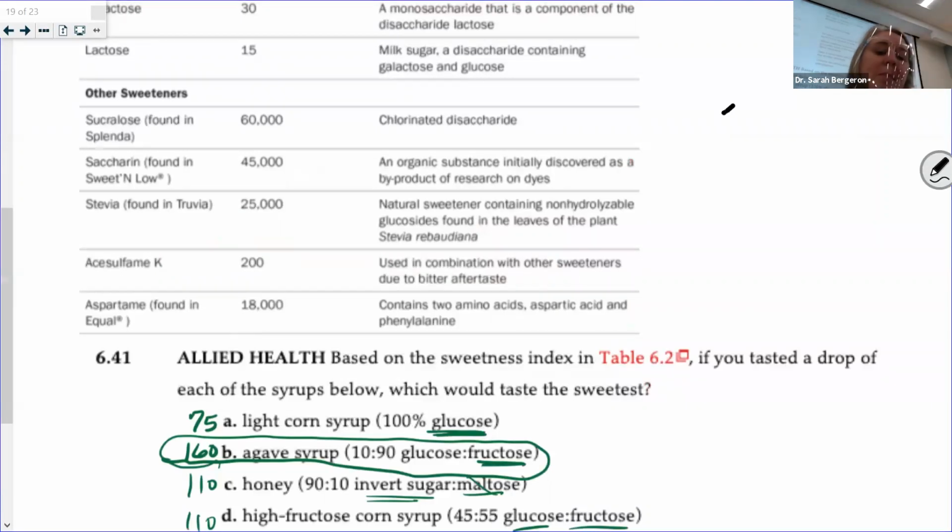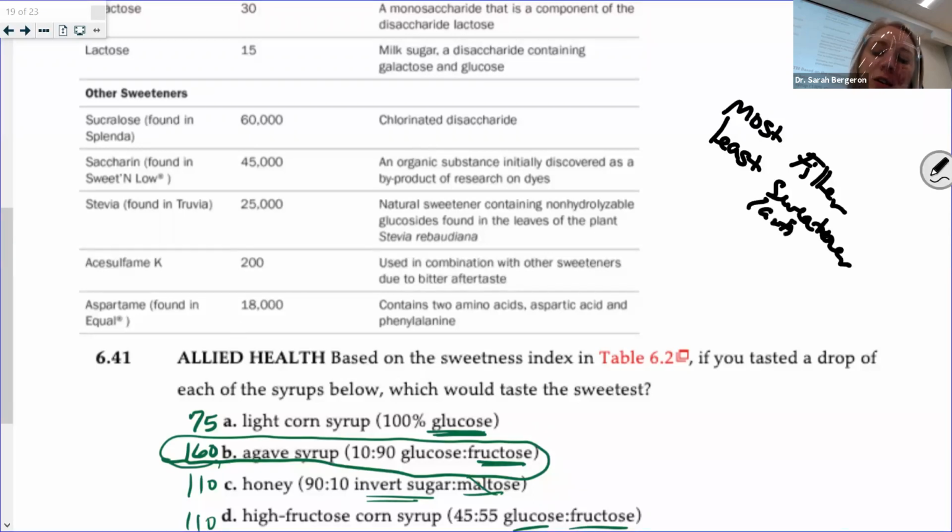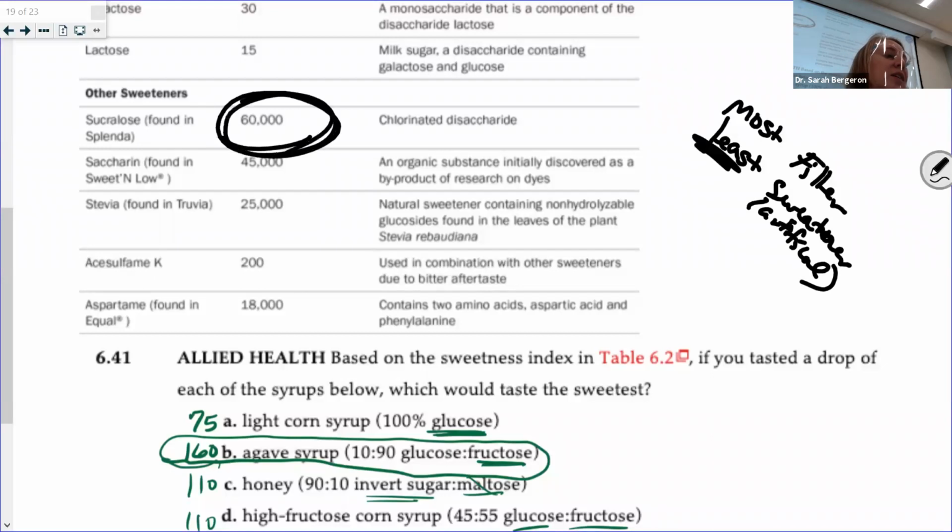So we want to know most filler, least sweetener. This is artificial, A-R-T-I-F-I-C-I-A-L, artificial. So whatever one has the least is going to have the highest sweetness taste, right? Because you're not going to need very much of it in order to taste like a tablespoon of sugar or a teaspoon of sugar, whatever it is in there, right?